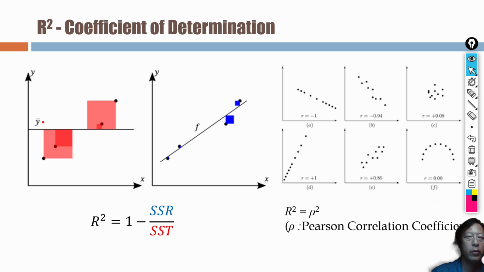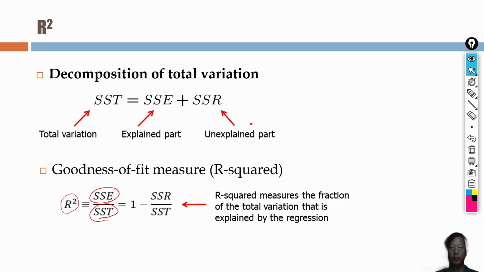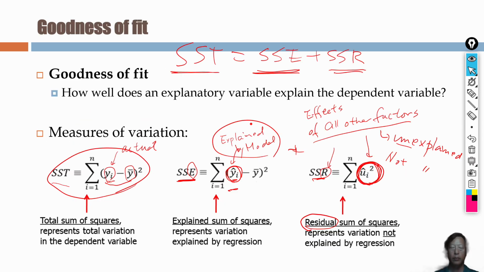SST is the real Y. These points are all the actual Y, this is Yi. Since we calculate the square of the difference, this is the difference between yi minus y bar, and then you take the square, that's the area. And here f is our model. So this point is actually the y hat, and this point is the yi.